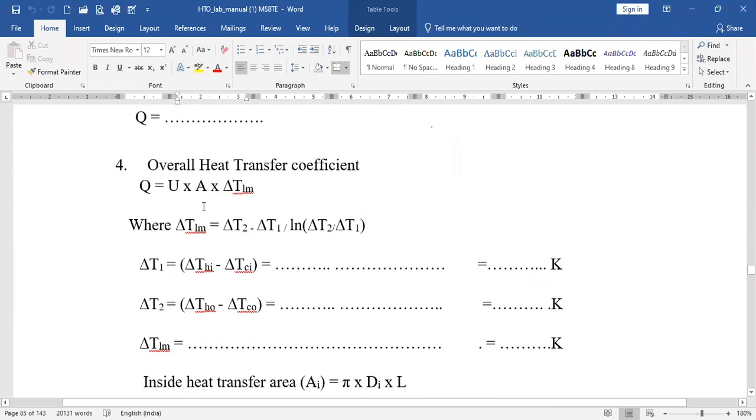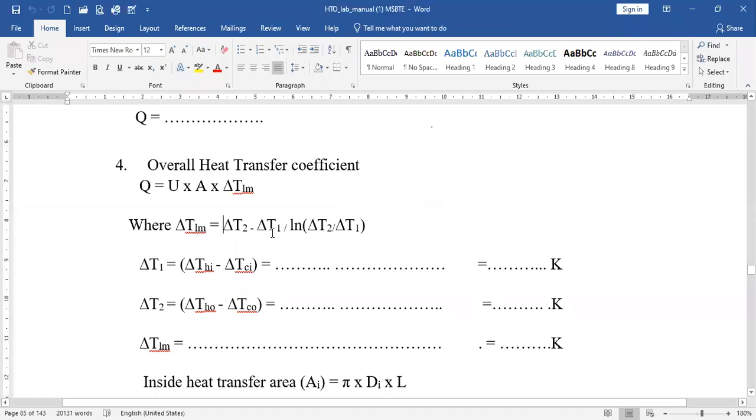Then the objective of this practical is to calculate the overall heat transfer coefficient, and that is why we must use the formula for the rate of heat transfer, that is UA delta TLM. So Q is equal to UA delta TLM, and we know that this delta TLM is nothing but the log mean temperature difference. This LMTD can be calculated with the help of the formula, that is delta T2 minus delta T1 divided by ln of delta T2 by delta T1.